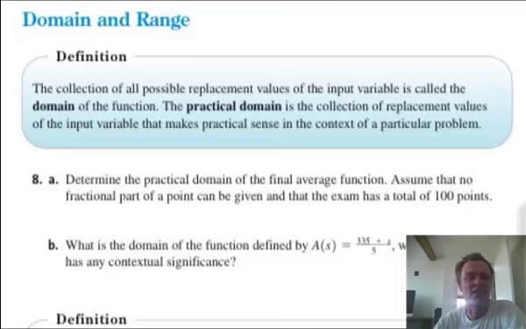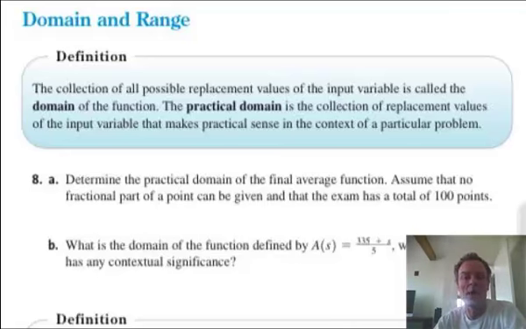Okay, I think it's going to be quite a little short video, this one. Domain and range. Now, we don't really deal with range in this class, but domain. Now, we talked about this in chapter 2. The domain is really all about the x-axis. It's what kind of values you can put into an equation.